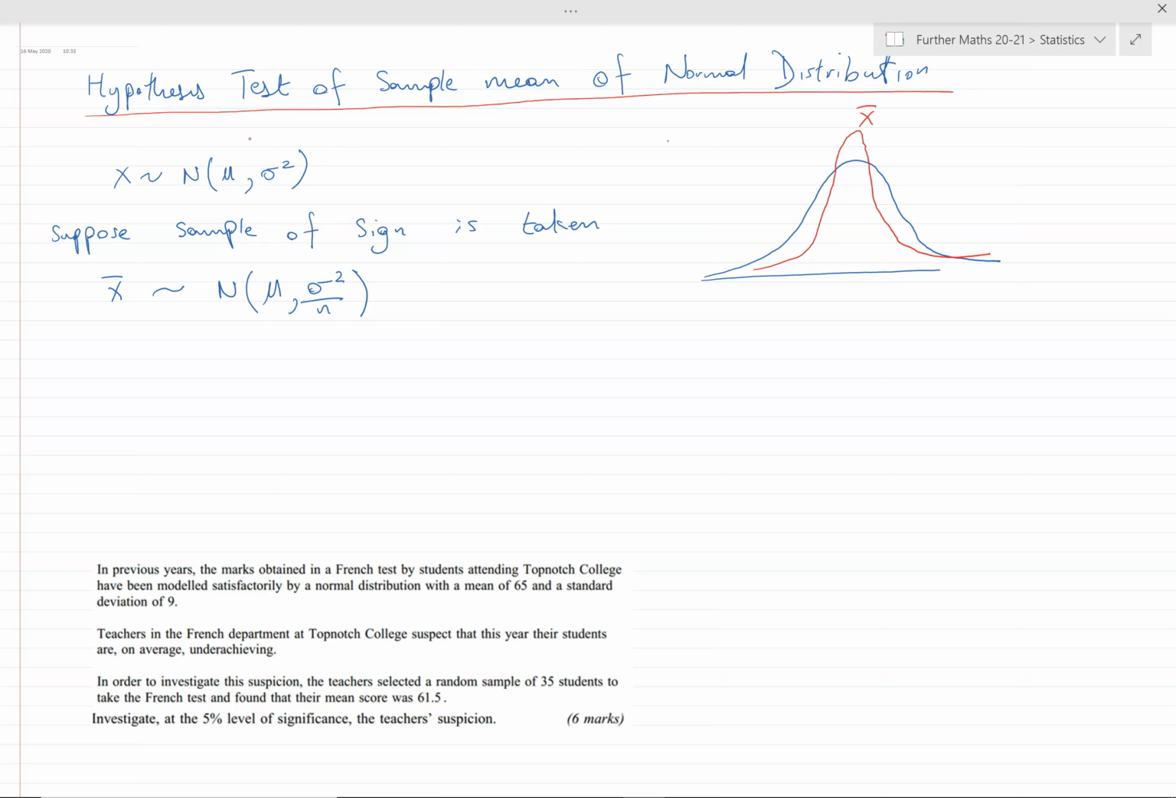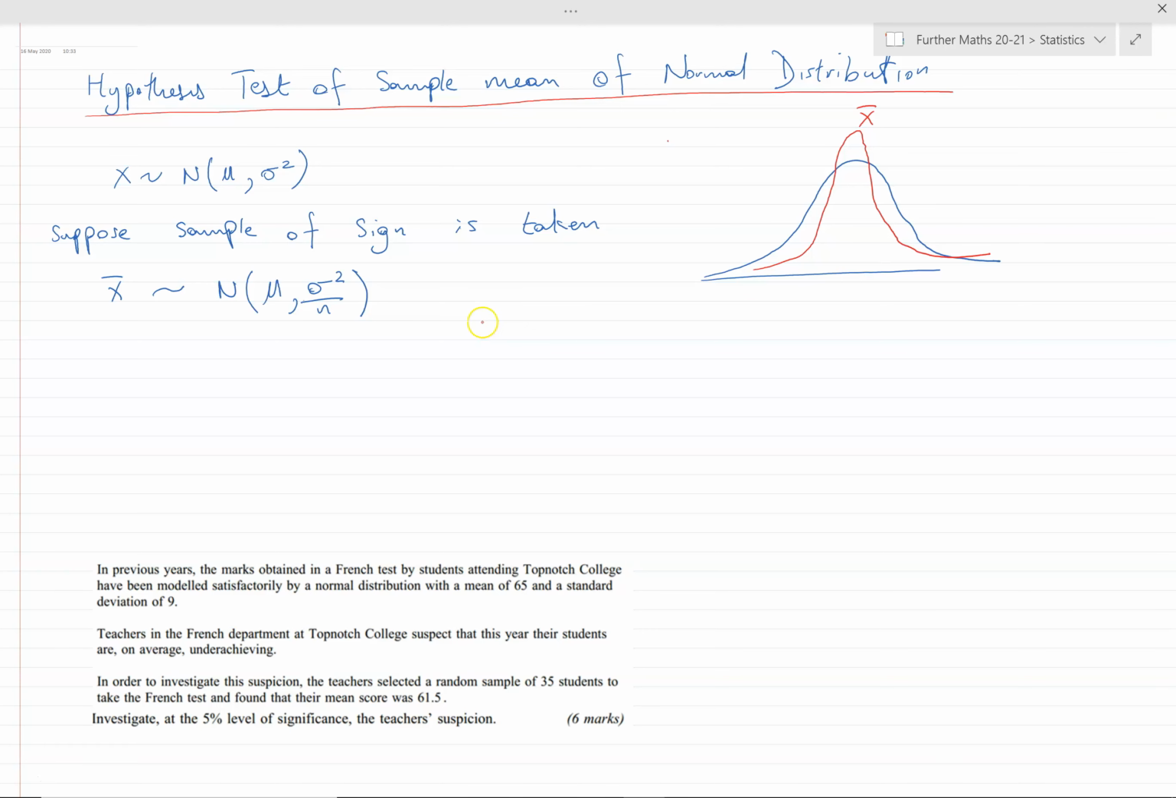But we can make a hypothesis about it based on perhaps previous information, what we think it was previously or whatever. And we can make a hypothesis based on our sample on what we think the actual mean is, but we don't know what it is. That's quite important. That's basically the whole point of the hypothesis.